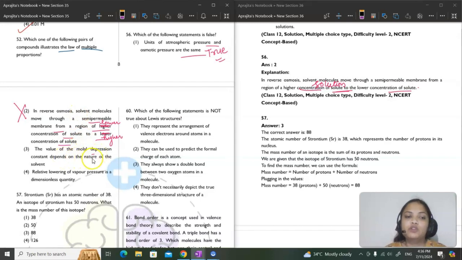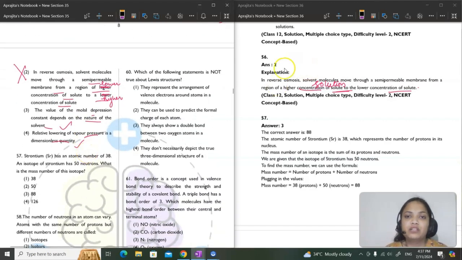Value of molar depression constant depends on nature of solvent. This is true. And relative lowering of vapor pressure is a dimensionless quantity. This is also true because we are talking about relative lowering, so it will be a dimensionless quantity.